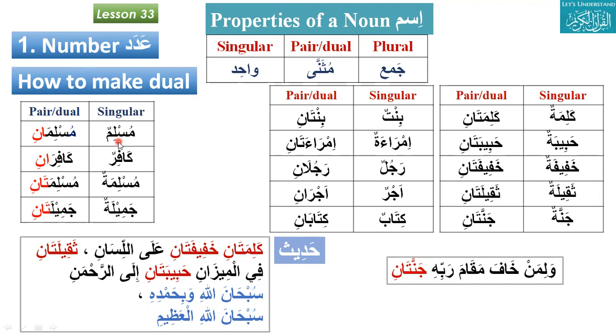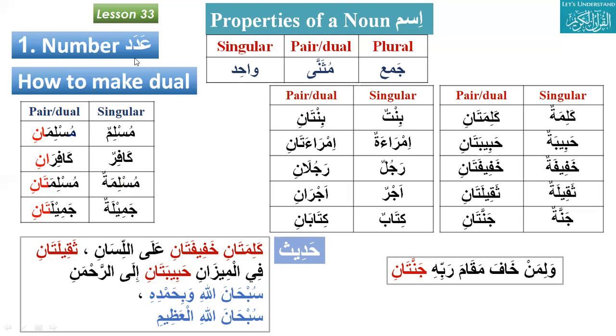Muslimun means one Muslim, and Muslimani means two Muslims. What is the difference between Muslimun and Muslimatun? The tun is written here, but Muslimun is one Muslim, and Muslimatun is more than one Muslim.